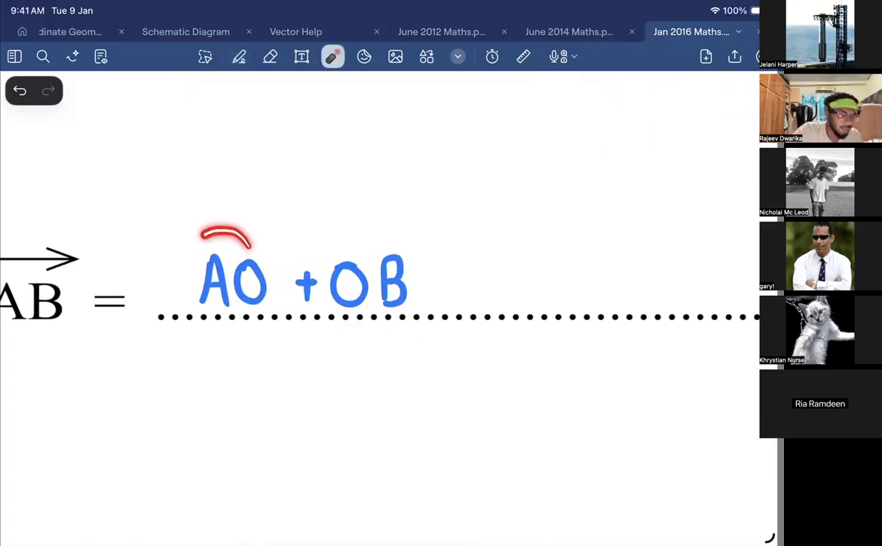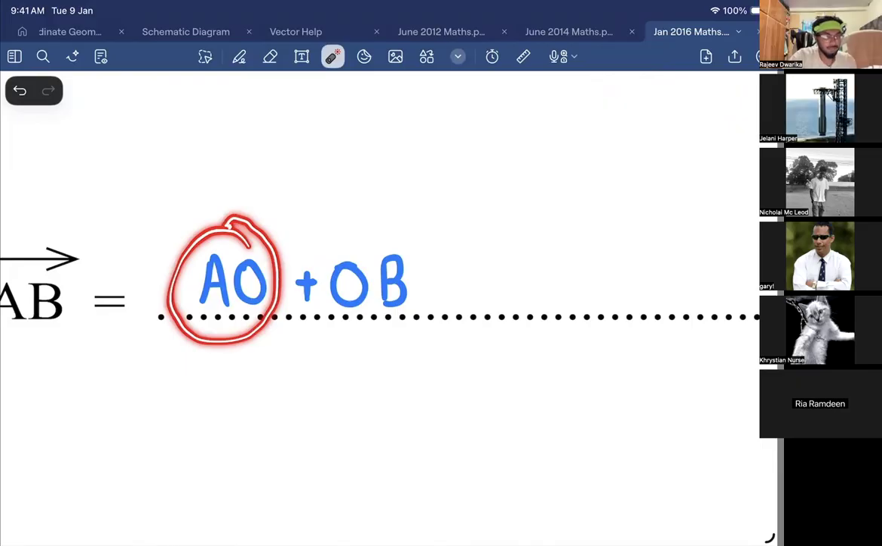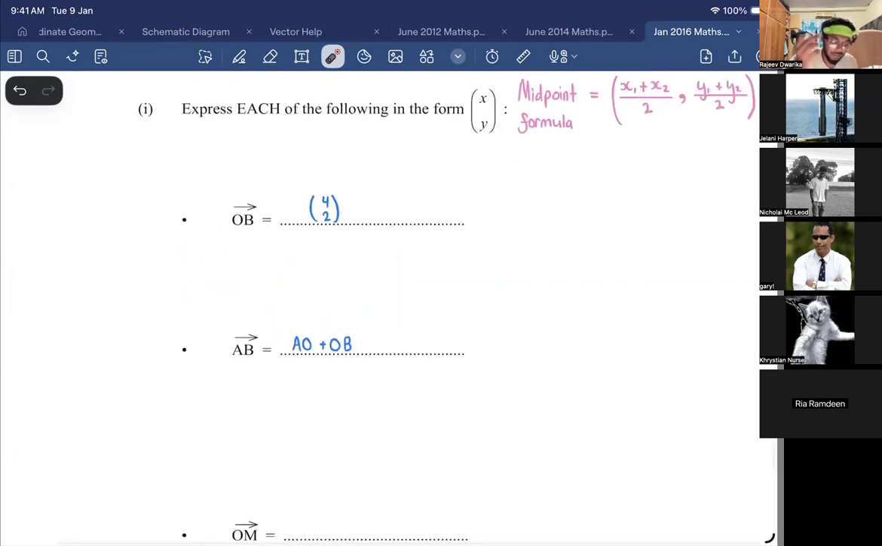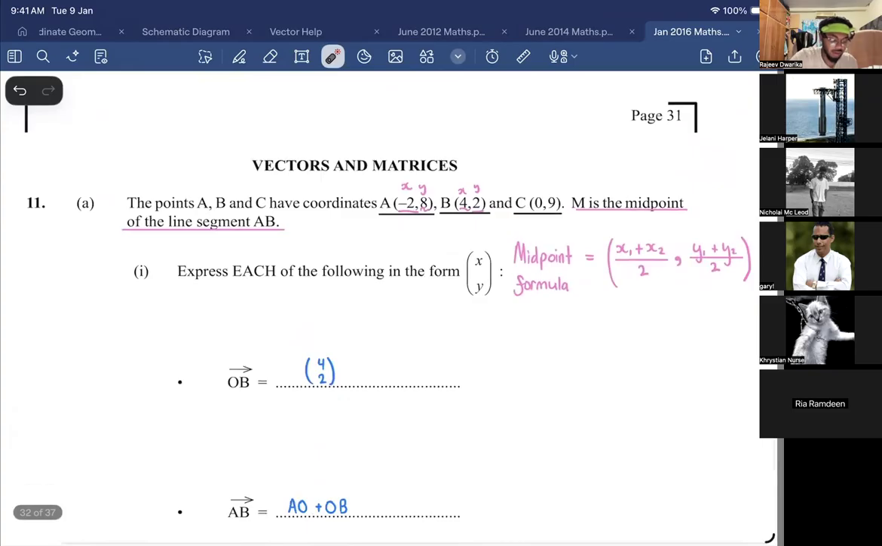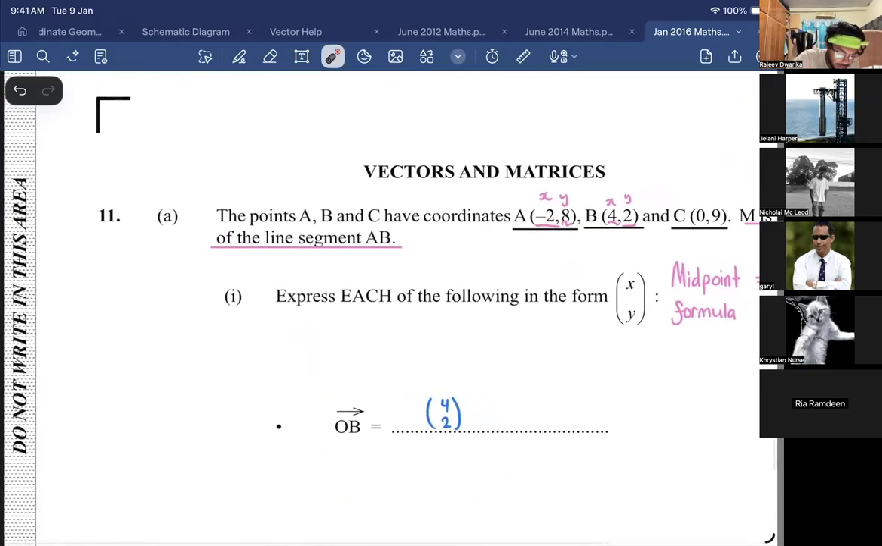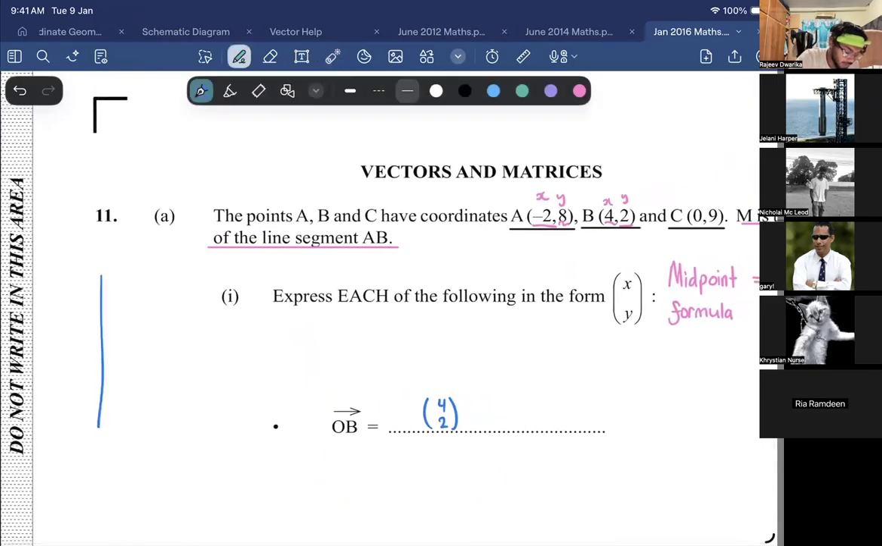Guys, could somebody tell me in class what A to O is? A to O is the same thing as what? Negative OA, because you're going backward. So Jelani, I'm going to show you something and I promise it will make real sense. All right, so let me see.